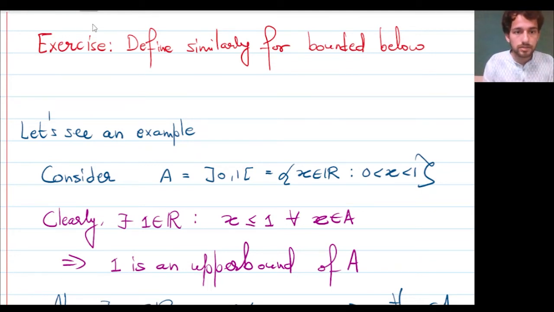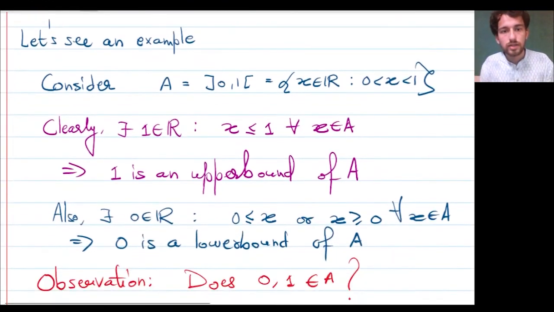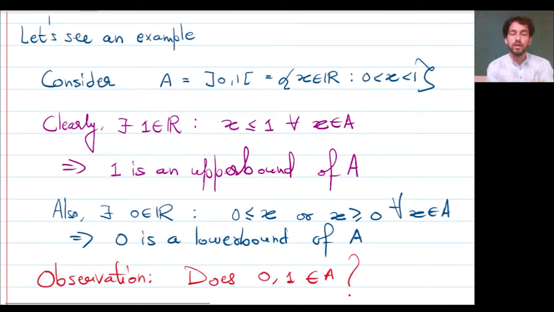Let's see this example now. Consider this open interval from 0 to 1. Now again we have to find an upper bound and a lower bound for this set. It's pretty easy now. It's an easy exercise.